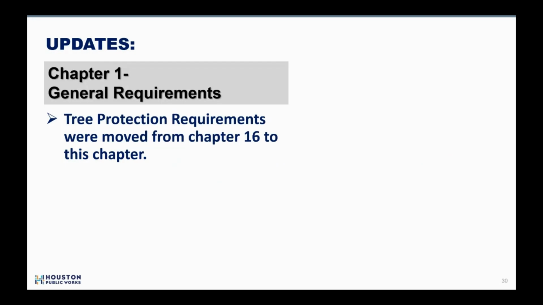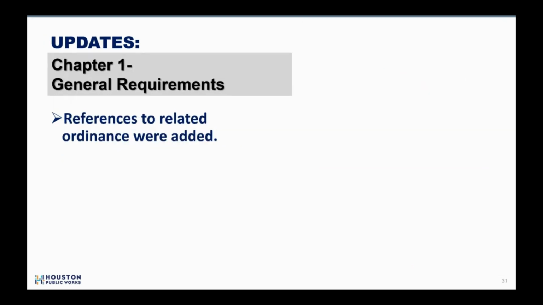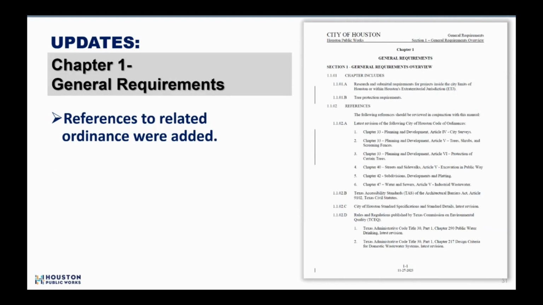In chapter 1 for general requirements, chapter 16 used to be titled Miscellaneous. Since this chapter is updated to be a standalone communication facility chapter, tree protection requirements previously in chapter 16 have been moved from chapter 16 to chapter 1. As you see, section 3 was added for tree protection as shown. And due to adding section 3 for the tree protection to this chapter, references to the City of Houston Code of Ordinances for tree protection were added in paragraph 1.1.02.a.